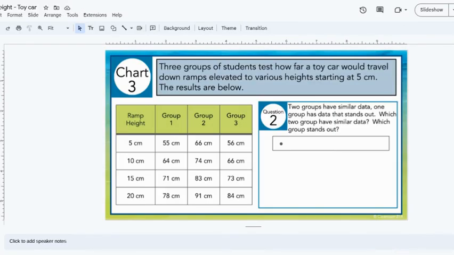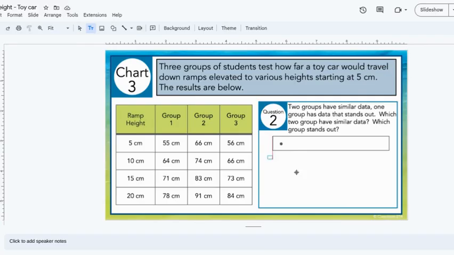Number two: two groups have similar data. One group has data that stands out. Which two groups have similar data? Which group stands out? Well, guys, we've done this several times throughout the year. We've done that with the ninth graders. We've done that with the eighth graders. If we go through and we look at the data, group 1, 55, 66, 56, 64, 74, that's a good number, 66. I'm noticing that group 1 and group 3 are similar.